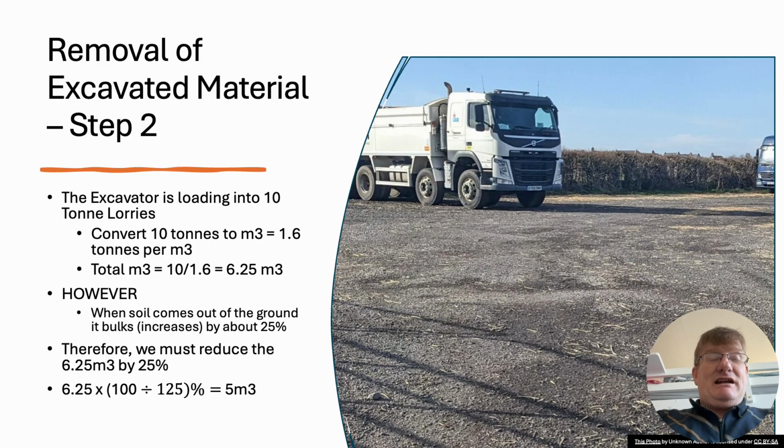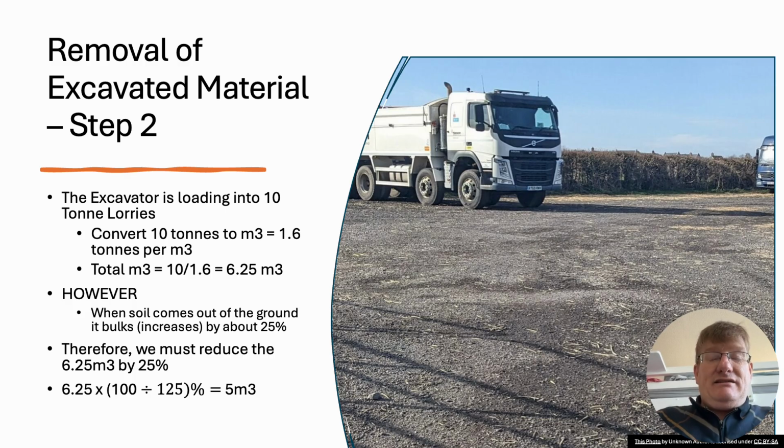However, as the soil comes out of the ground, it bulks, because it's been there for 50,000 years or whatever, and all of a sudden a human comes along, digs it up, and basically it's going to bulk, okay? Because somebody's been walking on it for the last 50,000 years or something. So we add on a bulking factor. So 6.25 times 100 divided by 125%, because our bulking factor is 25%, will give us 5 meters cubed.